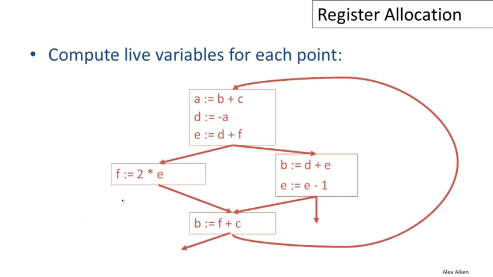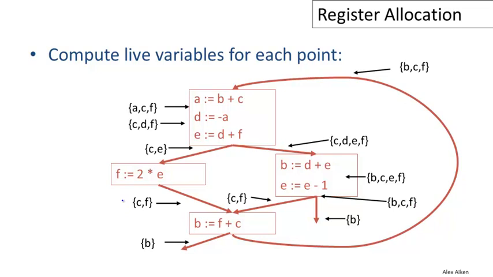Let's take a look at a control flow graph. Now we know that in order to do the register allocation, to solve the register allocation, at least in this way, we're going to need liveness information. So let's compute the live variables for each point of this program. So here it is, and I'll just walk through it very quickly.